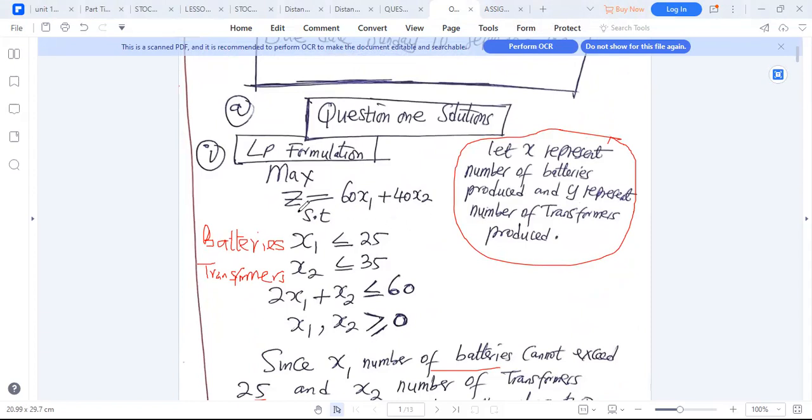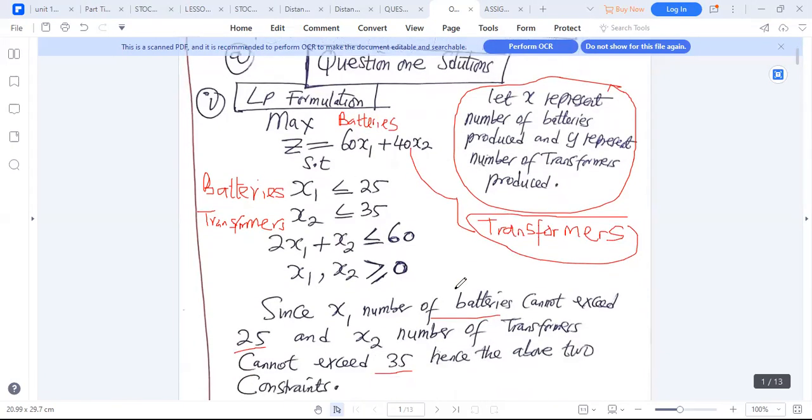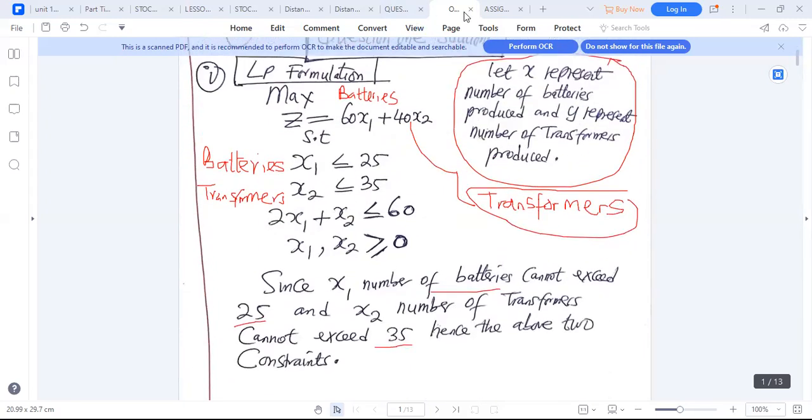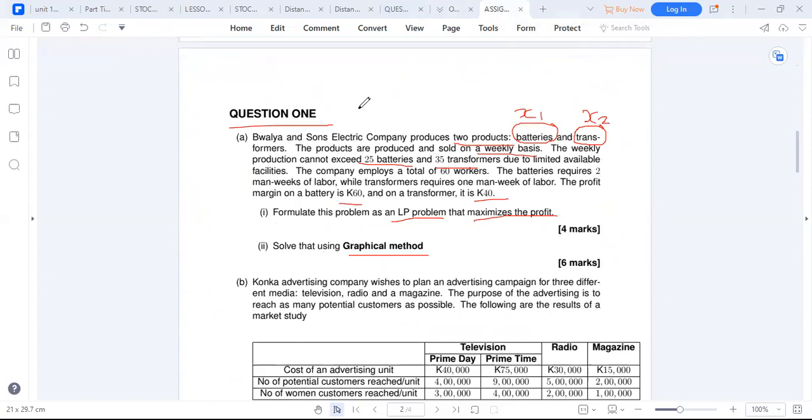So our objective function is given by Z is equal to 60 X1. X1 is for the batteries, because the profit per battery is 60. So this is for batteries. Then this one is for transformers. All right, so from here, you can clearly see that the profit per battery is 60, which is for X1, and the profit is 40 for X2 for transformers.